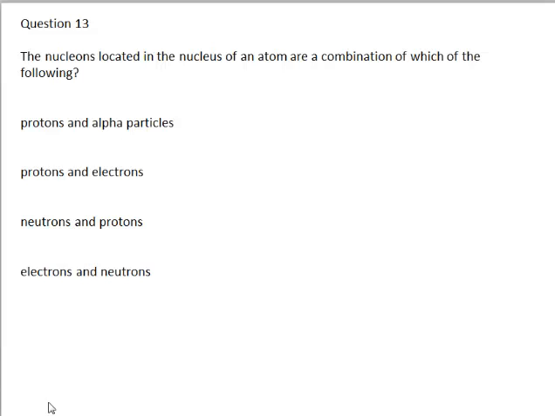Question number 13, the nucleons located in the nucleus of an atom are a combination of which of the following? So it's asking the question, do you know what nucleons are? And nucleons are the particles that are contained in the nucleus. And that, of course, is both neutrons and protons. And that's the only one that fits here. Electrons and neutrons, no. Neutrons, yes. Electrons, no. Protons and electrons, protons, yes. Electrons, no. Protons and alpha particles, no. Neutrons and protons are the best answer.